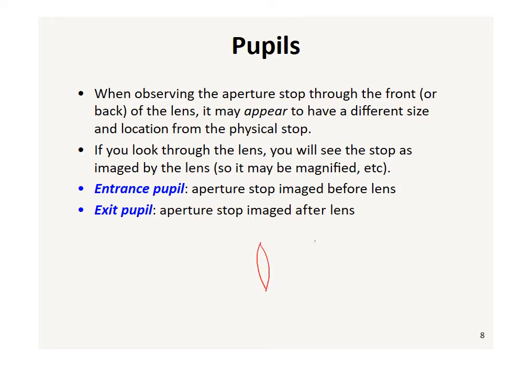If we were to take some kind of optical system like this and we place a stop in between, if I view from the object side, I see the entrance pupil. If I view from the image side, what I see is the exit pupil. So the stop, when imaged from the object side, is the entrance pupil, and when imaged on the image side is the exit pupil.